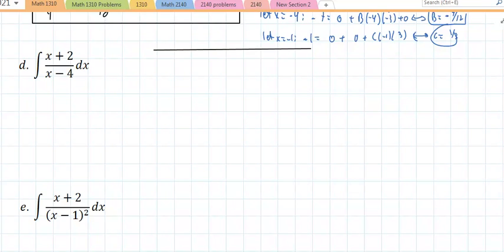I notice this is not a proper fraction. The degree of the top and the bottom are equal. So two ways of doing this. I've seen students come up with a really nice trick, but you would normally use long division.